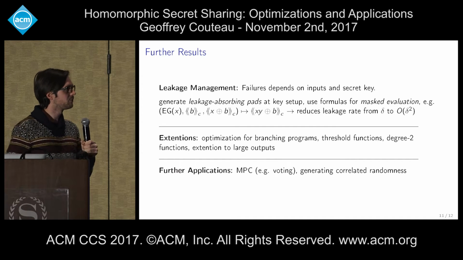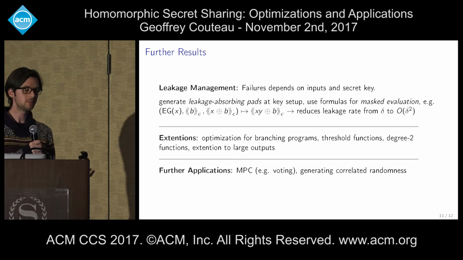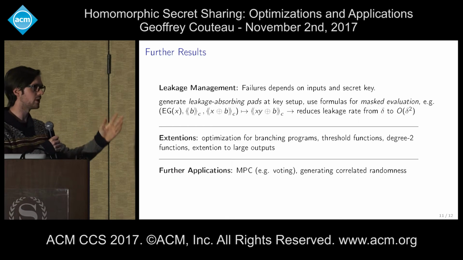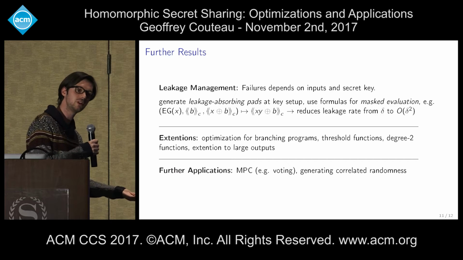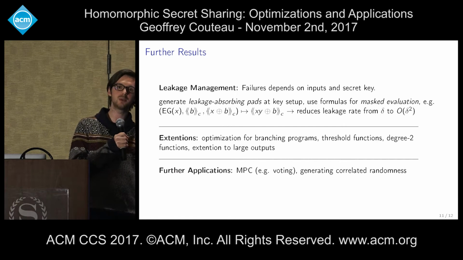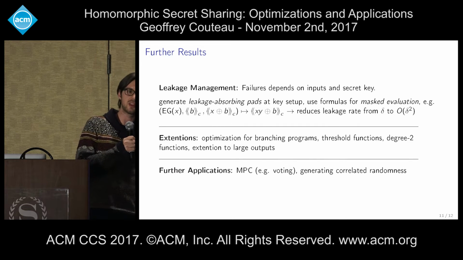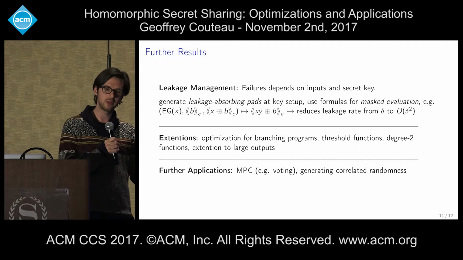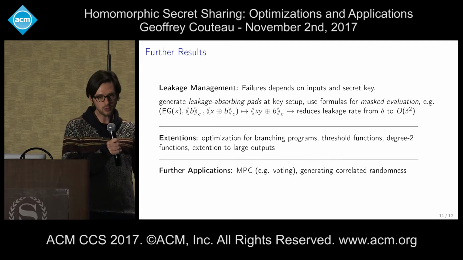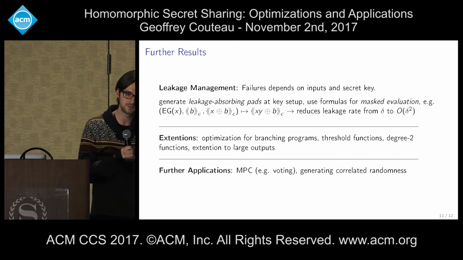Another optimization: we've also worked on how to manage the leakage, because a failure can depend on an input. So when a failure happens, we can learn information about the input. We explain how to make this less likely to happen by using what we call leakage absorbing pads that can mask the input, so that when an input leaks once, you learn nothing. When it leaks twice, then you learn something. This gives us a quadratic saving in the leakage rate.